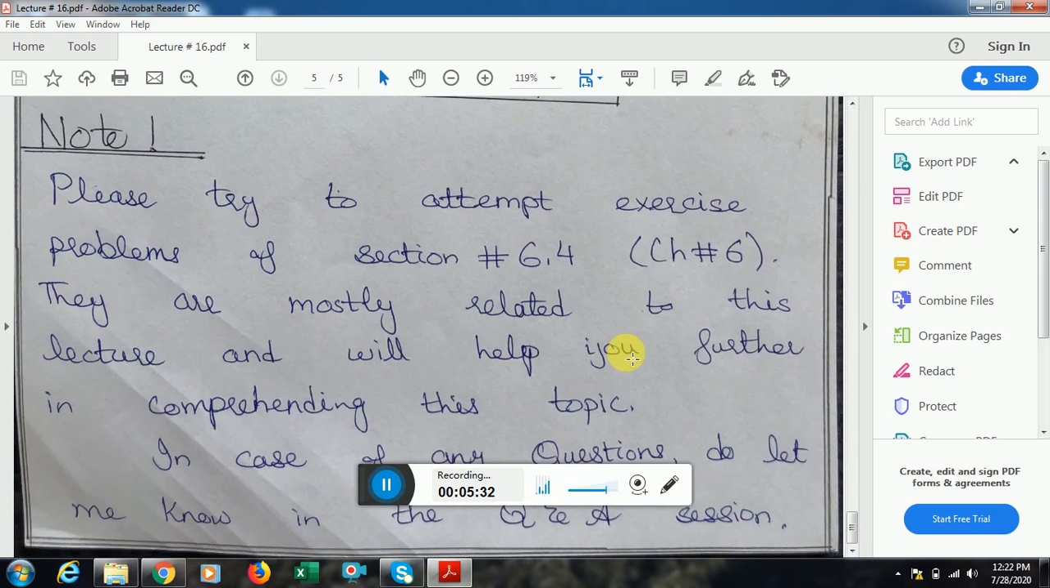There are some questions in the exercise of chapter number 6, section 6.4, with problems related to this topic. Please try to attempt those questions, and in case you have any problem solving them, do let me know in the question answer section.